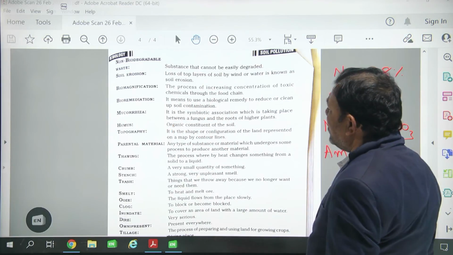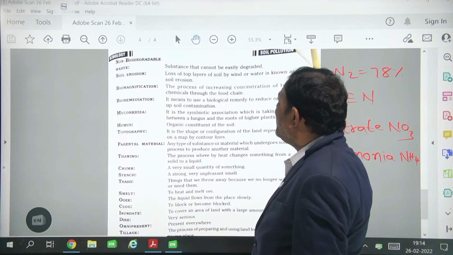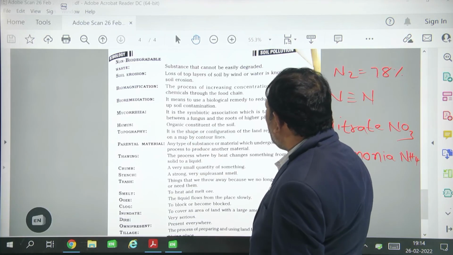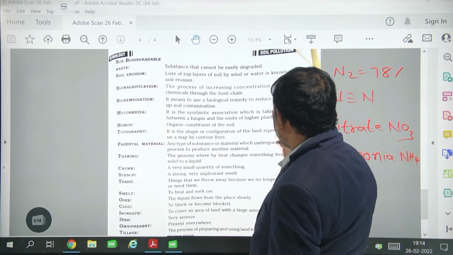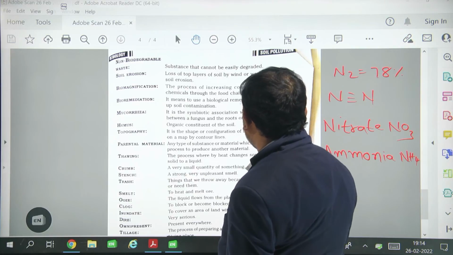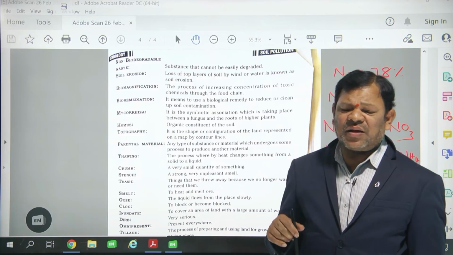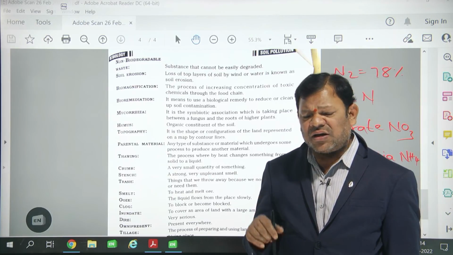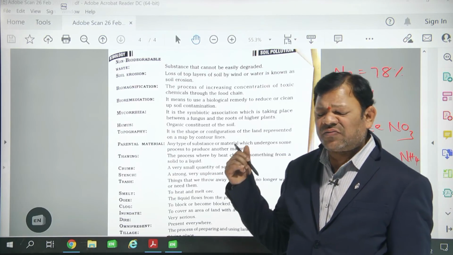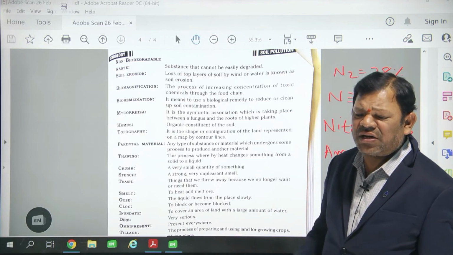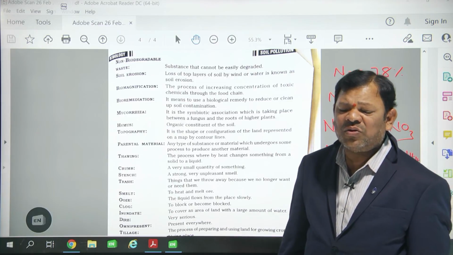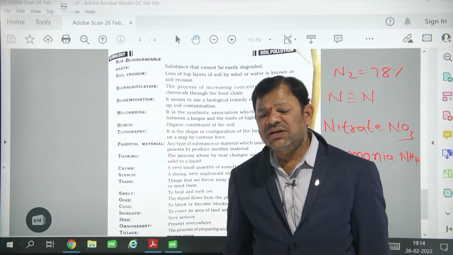Next, here what is that? Mycorrhiza is a symbiotic association which takes place between the fungus and the roots of the higher plant. Here the fungus provides benefit to the plant and the plant provides shelter, both of them beneficial to each other.